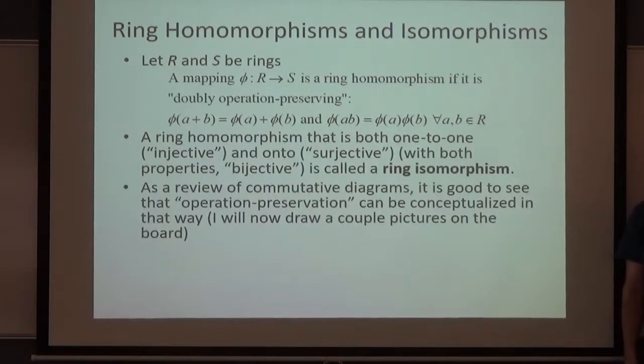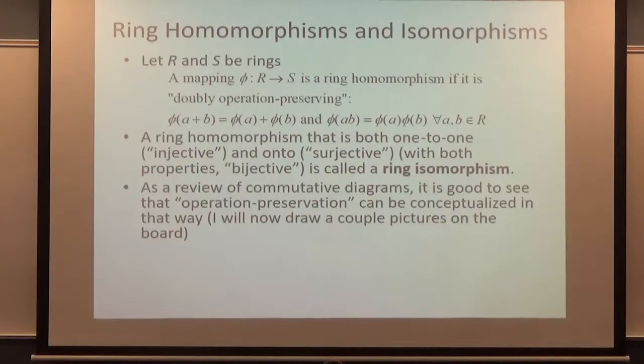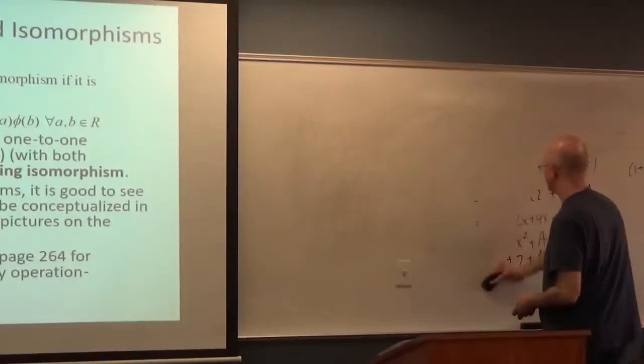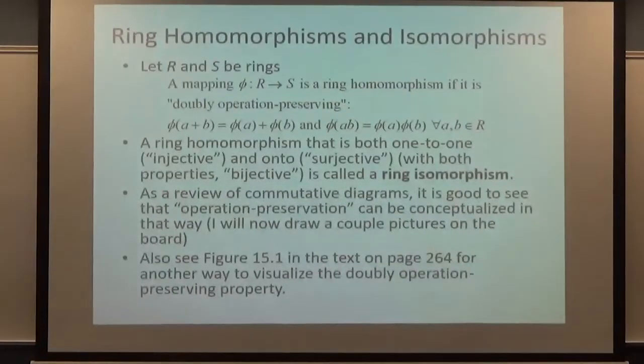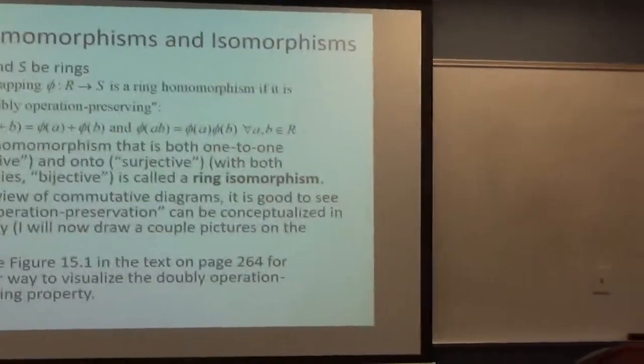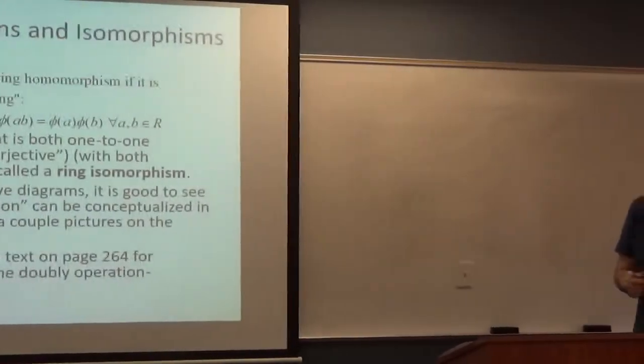As a review of commutative diagrams, it's good to see that the operation preservation can be conceptualized in a commutative diagram. I thought it would be nice to quickly review the idea of a commutative diagram here. The book gives you another visual for this situation that's not a commutative diagram in figure 15.1, page 264. But just for the purpose of reminding you what a commutative diagram is, I thought I'd illustrate it. It's a nice way to conceptualize it, to visualize it.